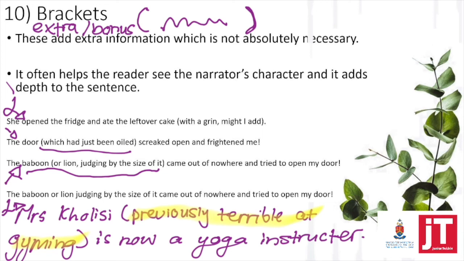But anyway, so the baboon. Oh, where did the brackets go? We add the brackets there. So the baboon (or lion, judging by the size of it) came out of nowhere and opened my door. We did not have to add that information in. We could have just said, the baboon came out of nowhere and tried to open my door. But because we add this extra detail, it helps you know how dramatic or what the narrator thinks is interesting. It adds that extra bit of detail, and it helps us to understand the writer a little bit better. So that is the point of brackets.